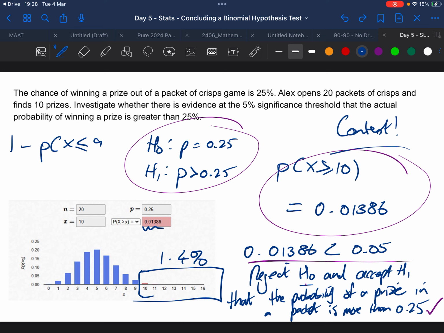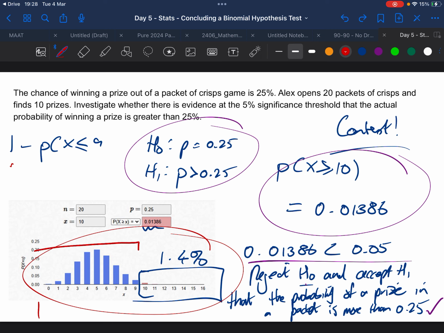So what you do is you say, well, the whole thing adds up to 1. That's where that 1 comes from there. And I'm going to remove the bits that I'm not interested in. That's how you find this one here. A sketch helps it make a little bit more sense.